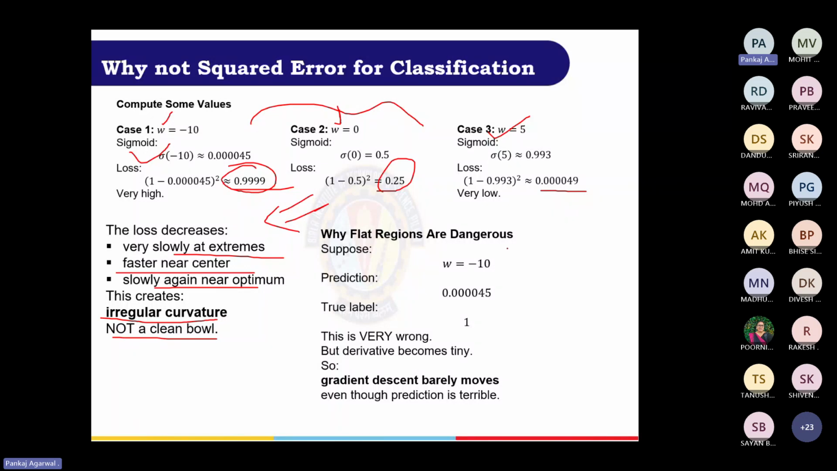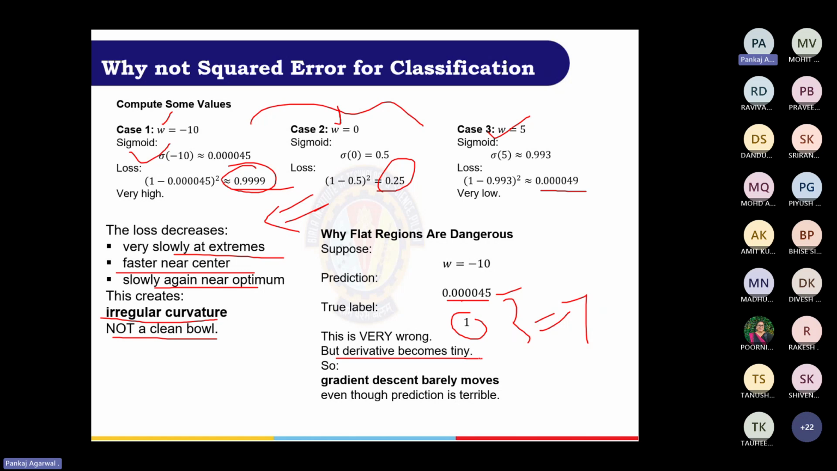And this would result in, so suppose w is minus 10, this one. It says that the true label was 1. Here the true label was 1, and the prediction is this. This is a very different and wrong prediction, right? The true label is 1, you get the predicted this. There's a huge difference between the two. The error is very huge, but the derivative becomes very tiny over here. When you take a derivative, as I showed over here, it becomes very small.